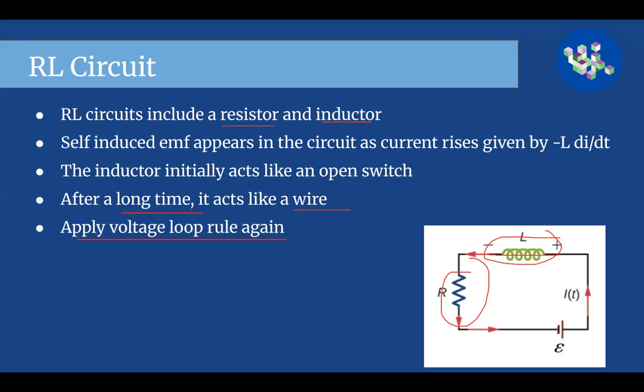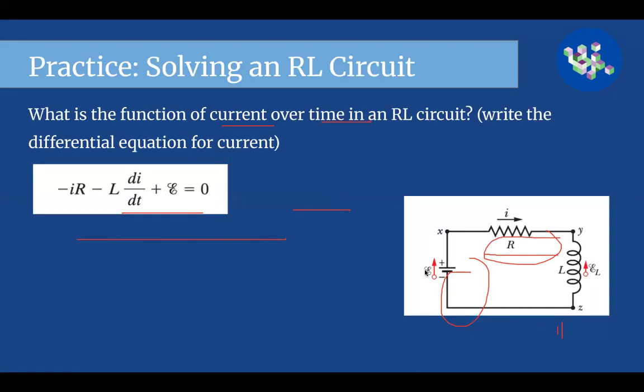Lucas. Yeah. So we want to find the function of current over time in an RL circuit. So we're going to write down the differential equation. I already wrote it down here for you guys. We have negative IR for the voltage for the resistor, minus L dI/dt for the voltage from the inductor, and we have our usual EMF equals 0. So you can solve for the current as a function of time using this equation. Are there any questions about solving an RL circuit?